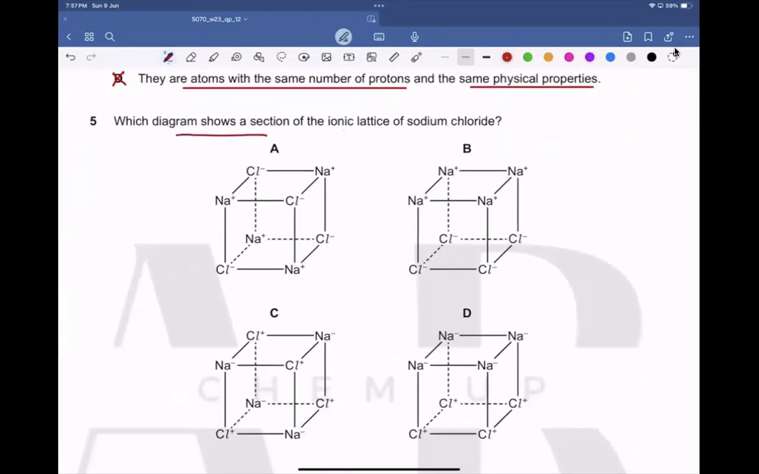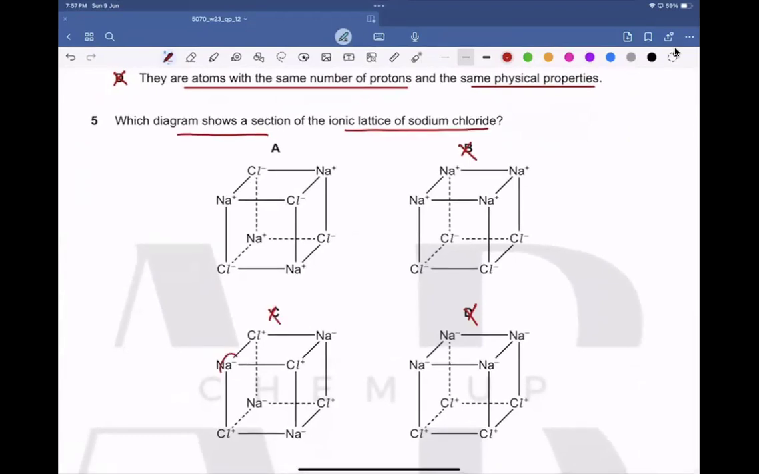Which diagram shows a section of the ionic lattice of sodium chloride? This is wrong. This is wrong as well because the signs over here would be wrong. And over here, if you see, on adjacent positions there are two of the same kind, the same type of ions. Same type of ions repel each other. Yes, very good. A is the correct answer. Good.